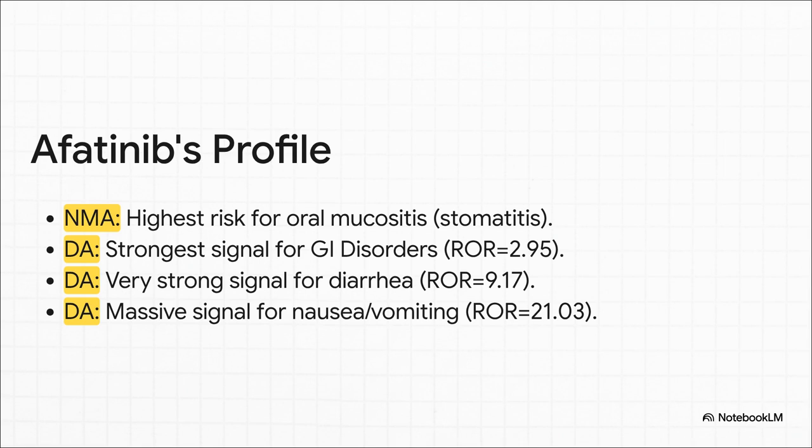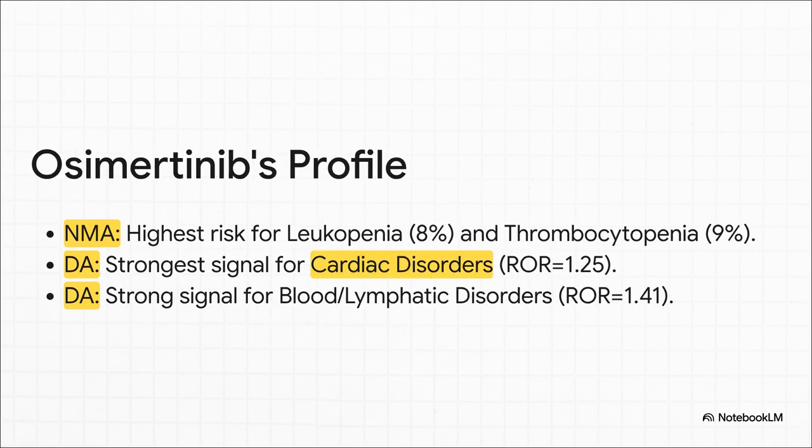I mean, that is just a massive signal. It confirms what we all see in the clinic every day. Afatinib's personality is all about that GI and mucosal hit. Okay, now for osimertinib. And this is really a tale of two different systems.